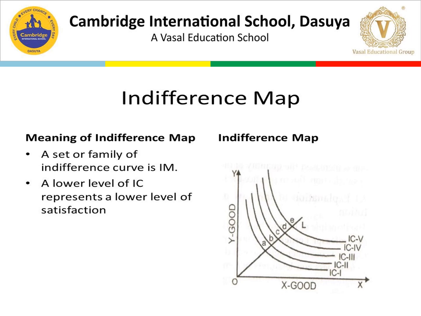So what is an indifference map? It is a set or family of indifference curves, so we call it an indifference map. You can see the picture here. This represents many IC curves on one graph. That will be your indifference map.